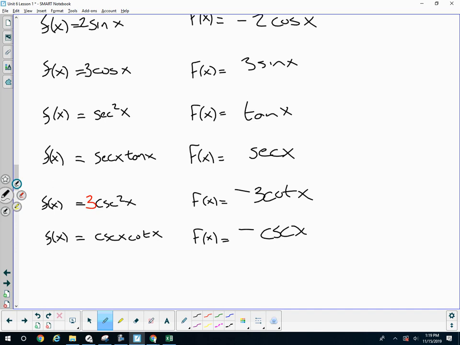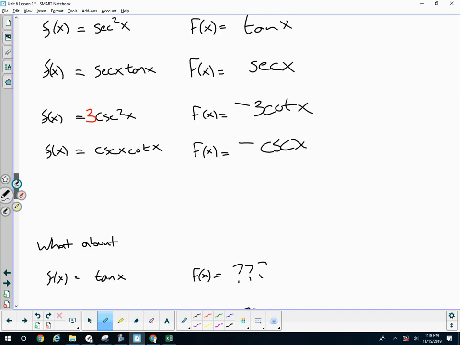You don't know what the antiderivative of tangent is. You do not know what the antiderivative of cotangent is. You don't even know what the antiderivative of secant is, though I don't know if you can figure it out, actually. You can figure it out.